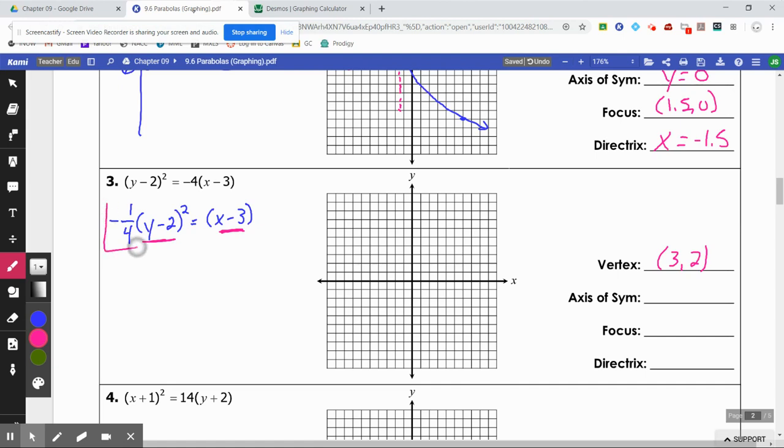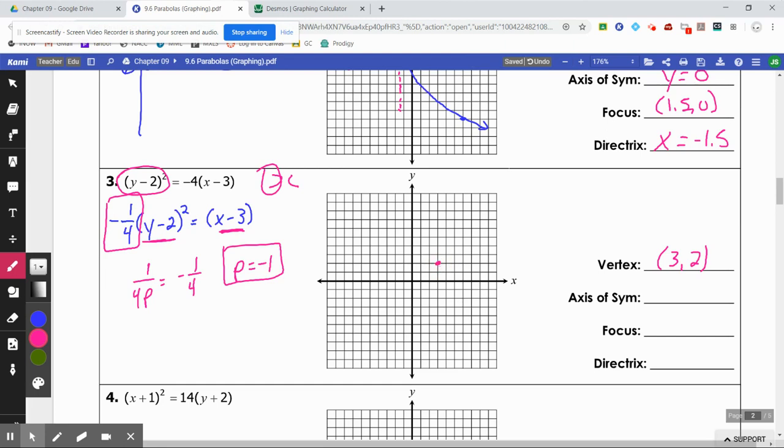Your 1/4 p-value is right here, so we can say that 1/4 p is equal to negative 1/4. And it's going to be very easy to see that p would be -1 there without even solving it. Since your y stuff is what's being squared, that's going to be a left or right parabola. Since p is a negative value, then that's going to be the left parabola. Your vertex is again at (3, 2).